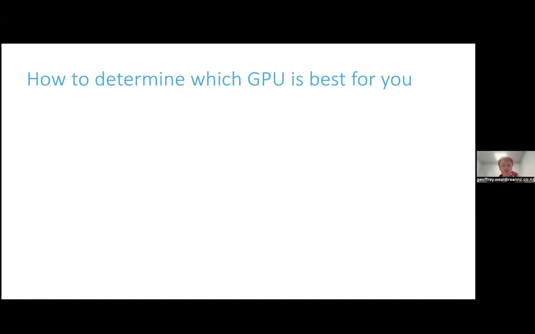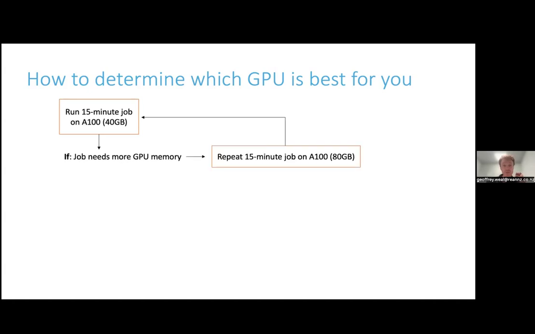You then want to take that information and repeat the same process on the A100s, starting with the 40 gigabyte card. And again, you want to ask yourself the next few questions. The first thing is, did your job crash again because it didn't have enough GPU memory? In which case you'll need to upgrade and look at using a card that has a bit more memory on it.